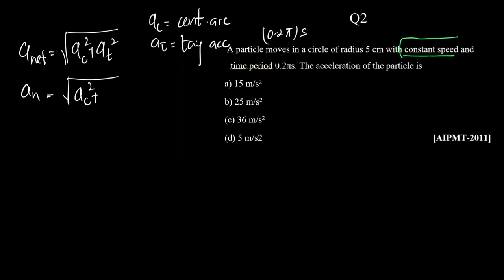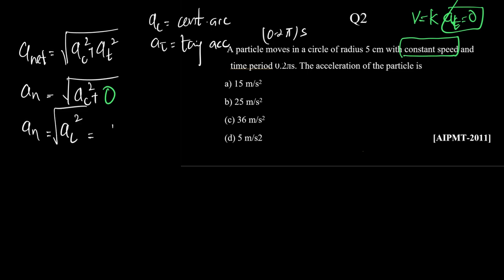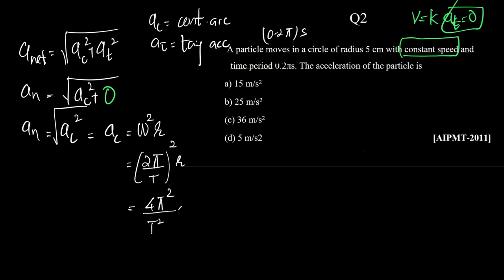Now here a net would be equal to root of AC square plus AT square. Since it is given that the object is moving with constant speed, v is equal to k, implies the tangential acceleration will be equal to 0. So what we get is a net is equal to root of AC square, which is AC. And what is AC? AC is omega square into r. What is omega? Omega is 2π by T. So this becomes 2π by T the whole square into r, so this is 4π square by T square into r.